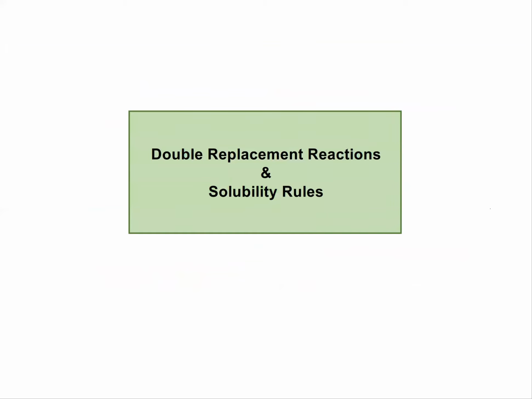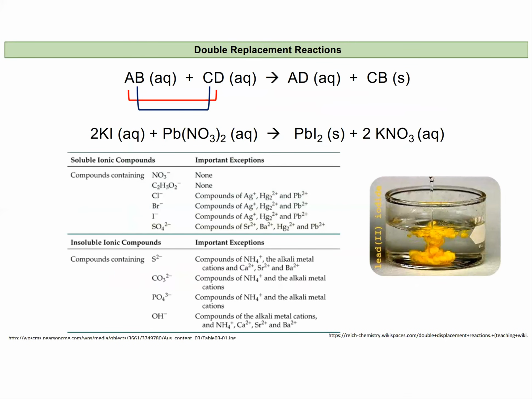So now I'll walk through each of these separately. Let's start with double replacement reactions. So our double replacement reactions, we combine a number of ions that are aqueous. And remember, this phase means they're completely dissolved in water. So I wouldn't actually see them. It would be a homogeneous solution.